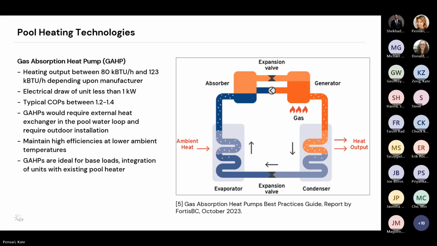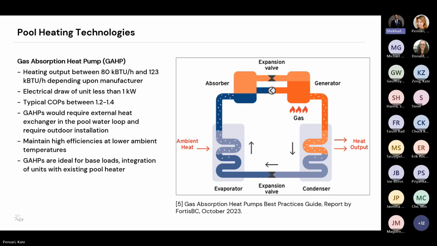Next. So after talking about the baseline gas-fired heating technology, let's talk about gas absorption heat pumps. There are two major manufacturers which we studied as part of this project. One manufacturer has capacity up to 80 kBTU per hour, and the unit is modulating, whereas the other manufacturer's unit has capacity up to 123 kBTU, and it is typically on and off type of equipment.